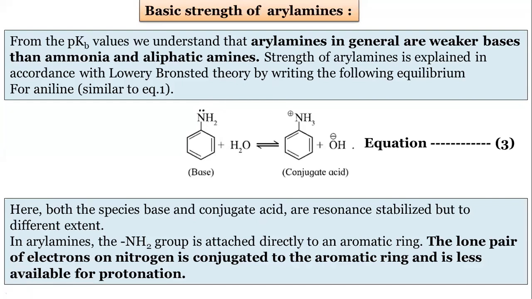Basicity and acidity. If the lone pair is easily available for donation, it will be the strong base. Then if the hydrogen is removed easily, it will be the strong acid. Remember, these things are very important to understand what is a strong base and strong acid. In case of amines, in case of aromatic amine, this lone pair is not easily available now.